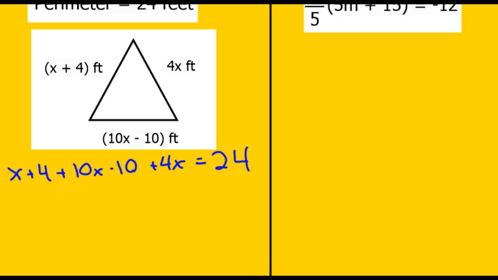Now I gotta look to see if I have any like terms. So first I'm gonna look for variables. So I have an x here, and an x there. This is a 1x, this is a 10x, and that's a 4x. So I have 1 plus 10, which is 11, and 11 plus 4, which gives us 15x.